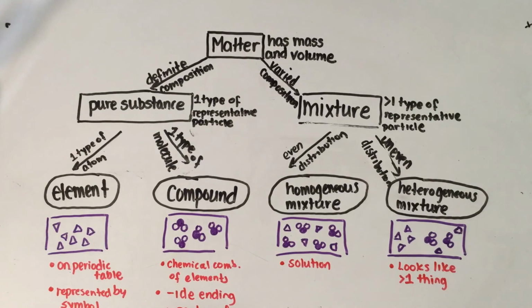So again, your goal is to be able to look at submicroscopic diagrams, things like we have here in the purple, and easily classify to say, oh, it's got one type of atom, therefore it's an element, or it has one type of molecule, so it's a compound. Or there's a pattern of representative particles, homogeneous mixture. And then the one that doesn't have a pattern, the uneven distribution, that would be heterogeneous. But your goal is also to be able to look at identities or descriptions of samples and be able to classify them based on these topics.